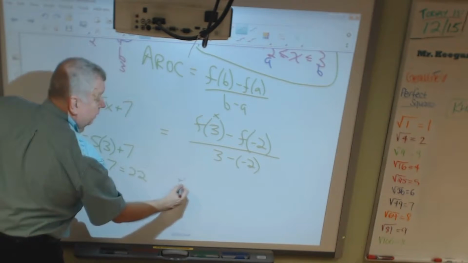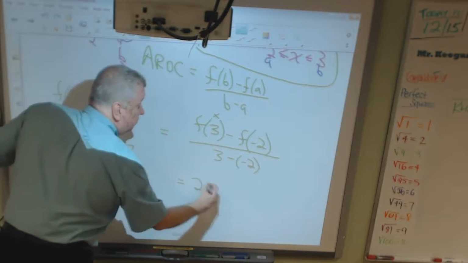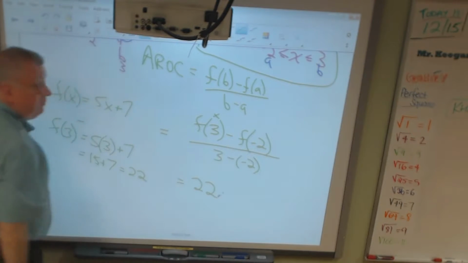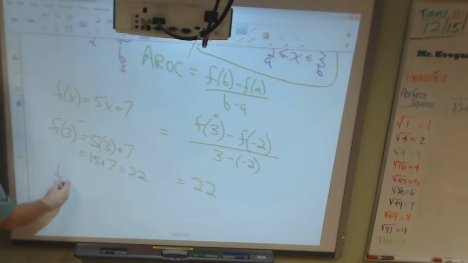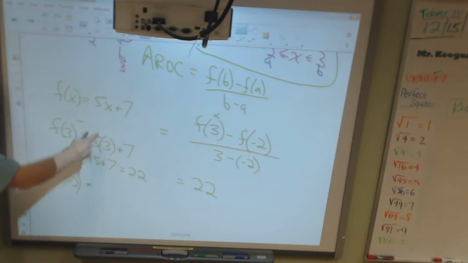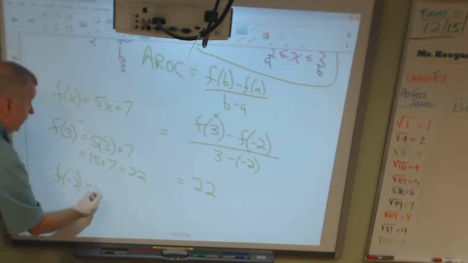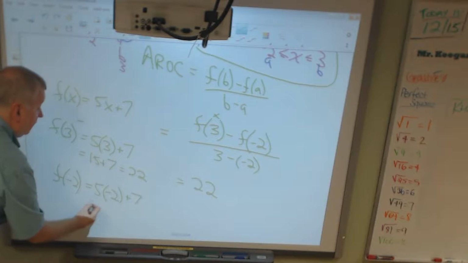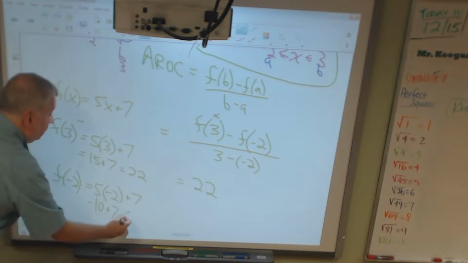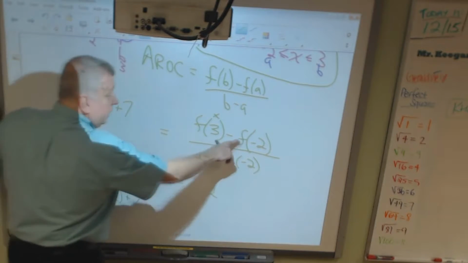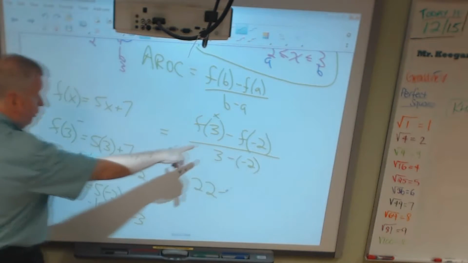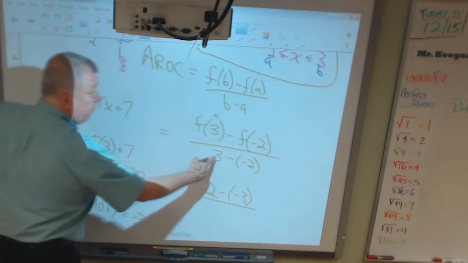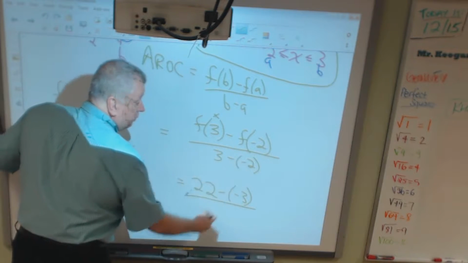So now for the next line here, I'm going to replace the f of 3 with the 22. So how do I find what f of negative 2 is? Same thing, except I replace the x with the negative 2 now. 5 times negative 2 plus 7. That's negative 10 plus 7, which is negative 3. So now I can replace the f of negative 2 with the minus 3. And 3 minus negative 2, that's the same as 3 plus 2. That's 5.